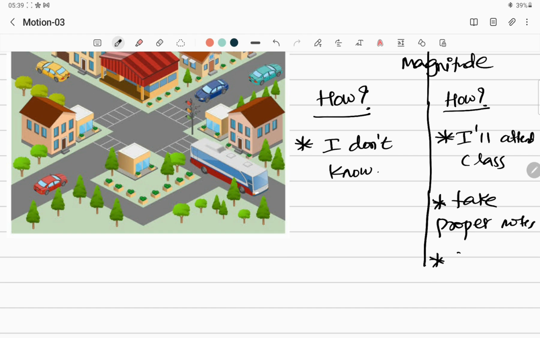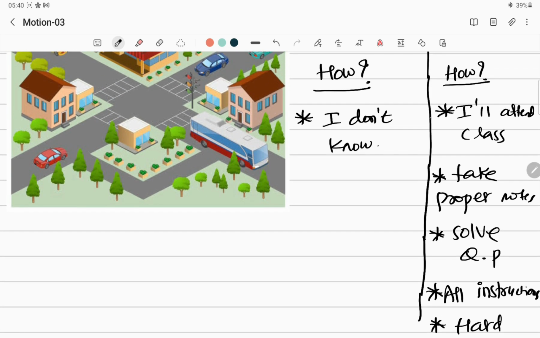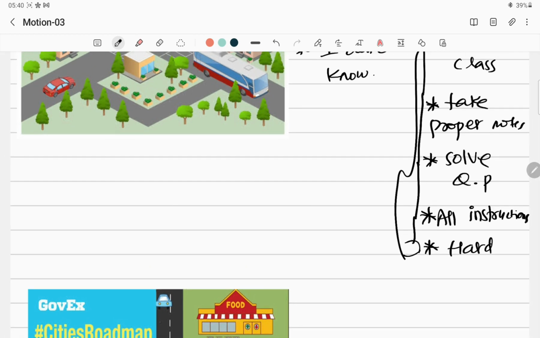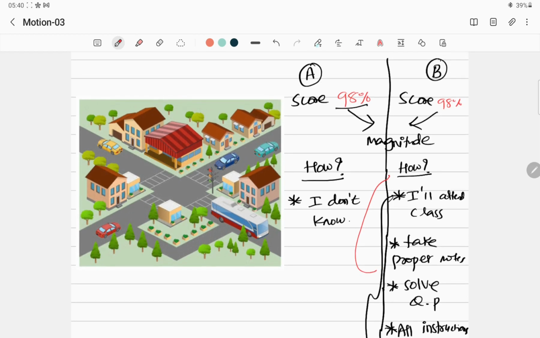Then I will solve question papers, previous year question papers. Then I will follow all instructions. Whatever instructions are given by the teachers, I will follow all of them. Then I will work very hard. Then definitely, by doing all these things, I am going to score 98 percentage.